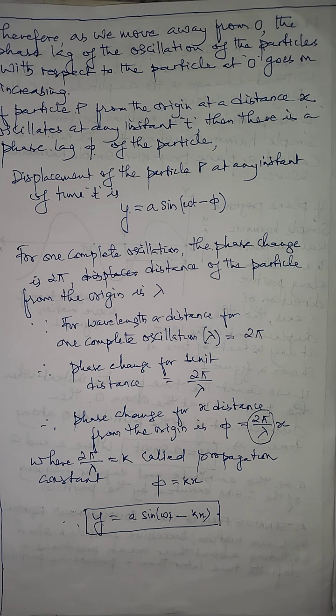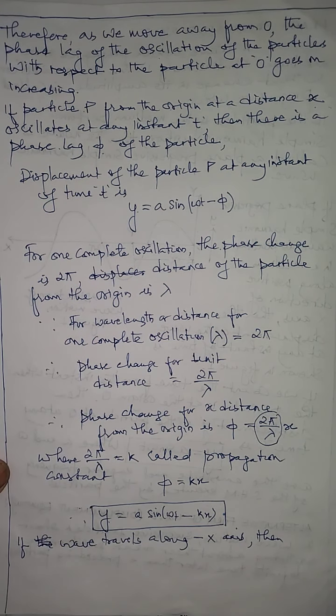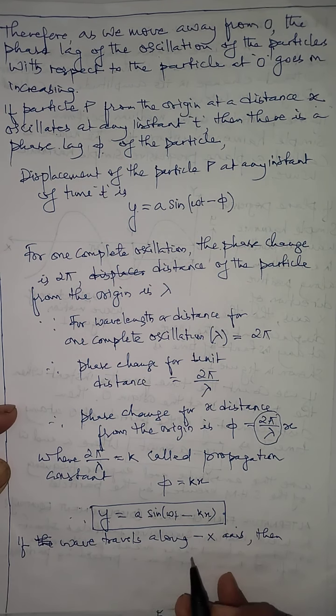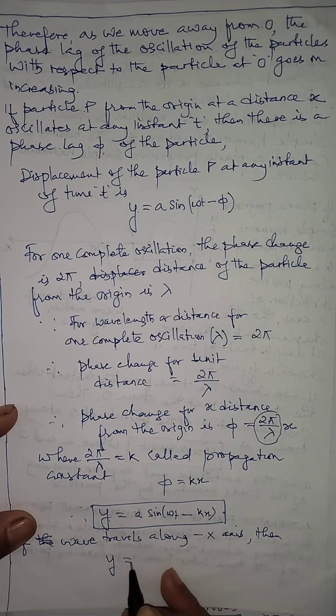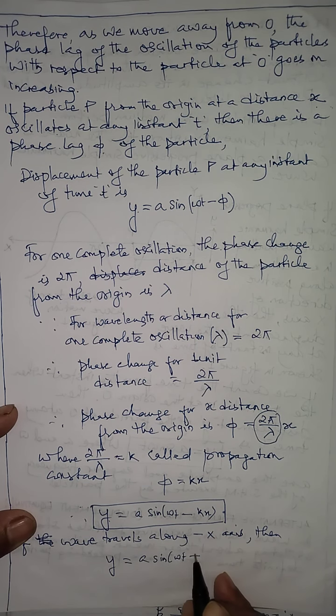But this relation is true when the wave propagates along which axis? Positive x-axis. That means the wave is traveling along the positive direction of the x-axis. But it doesn't mean the wave propagates only in the positive direction. The wave can even propagate in the negative direction of the x-axis. Under this condition the relation can be written in a similar manner: y equals a sine (omega t plus kx).